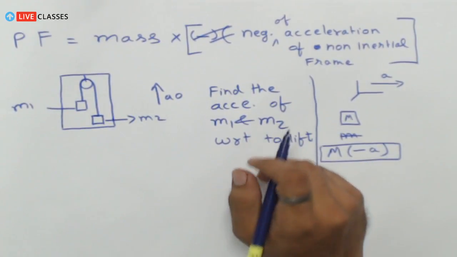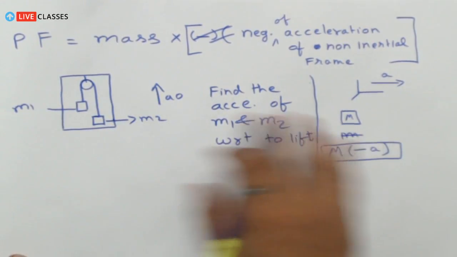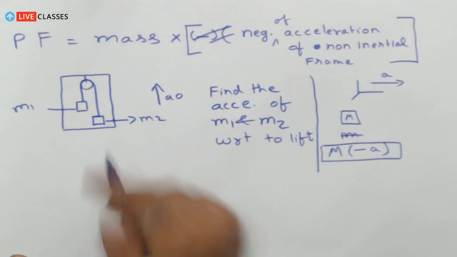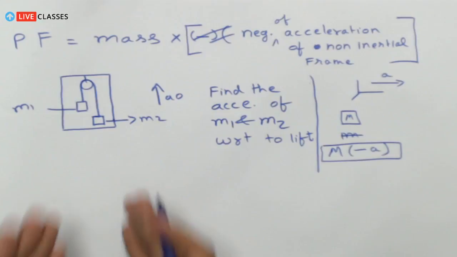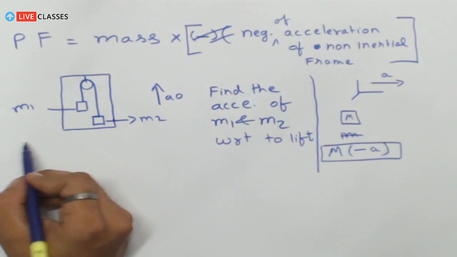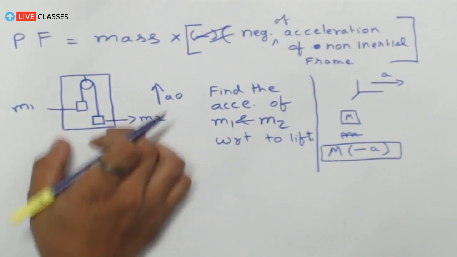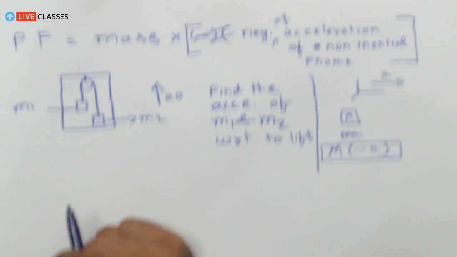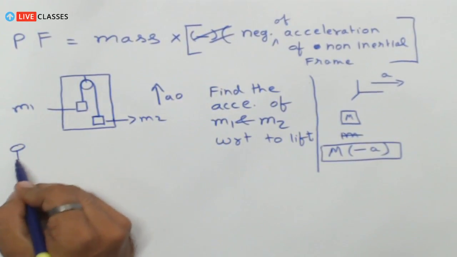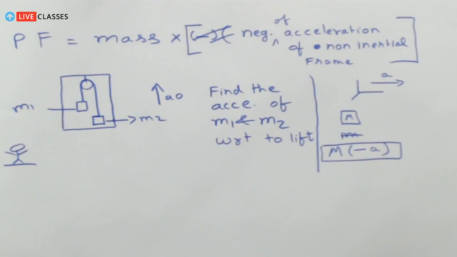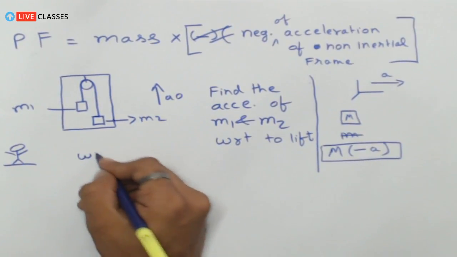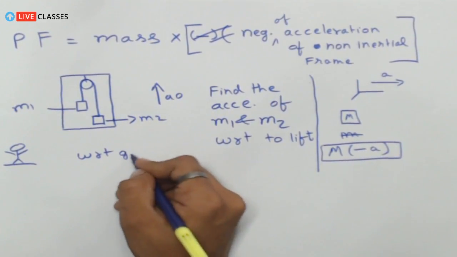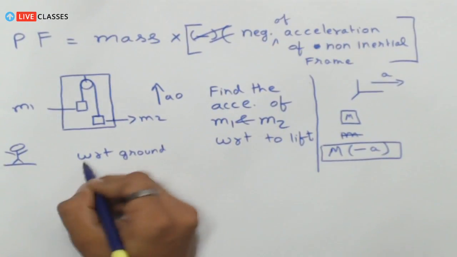Okay, so let's do it. Suppose you don't know the concept of pseudo force, you have to solve the question in the inertial frame. And what will be the inertial frame? As this lift is going upwards with an acceleration a0, the inertial frame would be this man standing on the ground. So we will say with respect to ground. First we will solve with respect to ground.